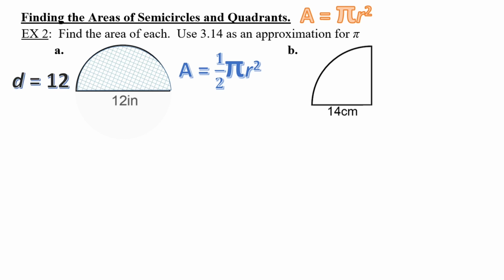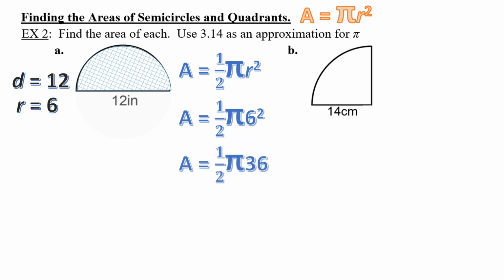So I know that the diameter is 12. I can see that in the picture. I need to do half of that to get my radius, which is 6. And then I'm going to plug in 6 for my radius. Now I have to do the exponent first, so I'm going to do 6 squared to get 36.